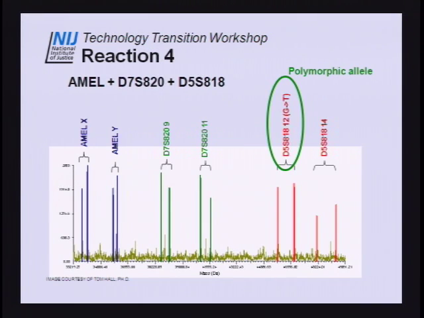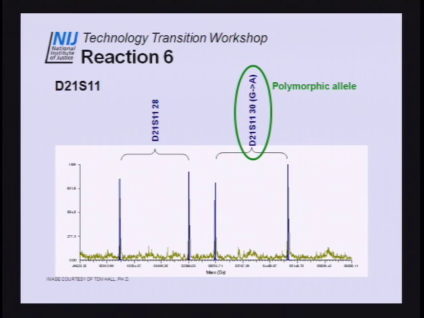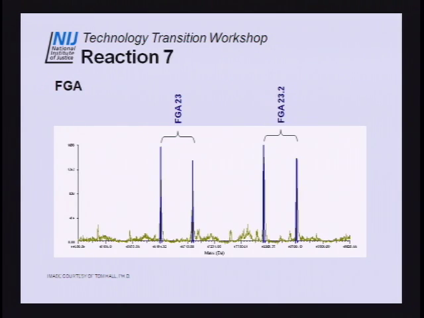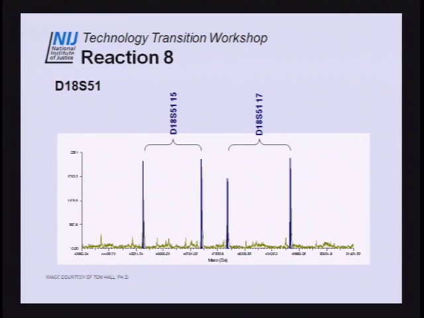Here's D5 again. That was in the 2 reactions before, so it's redundant. There's D21, so you'll see it's by itself. It's a singleplex reaction. FGA, D18. It's very similar to looking at gels, just 2 peaks per product instead of 1.